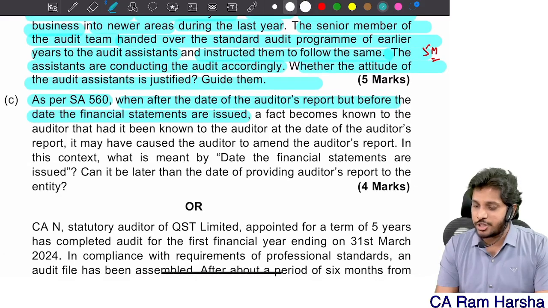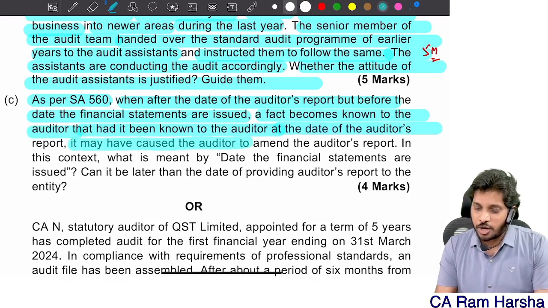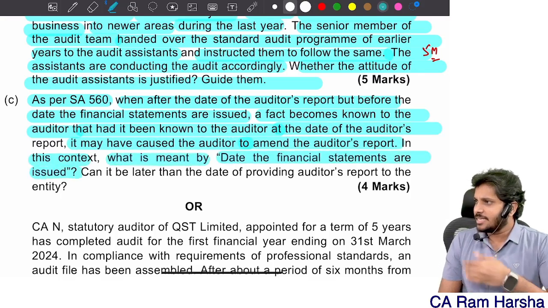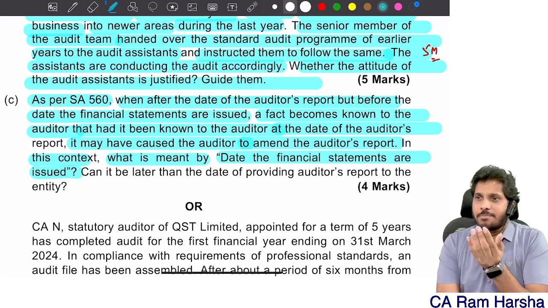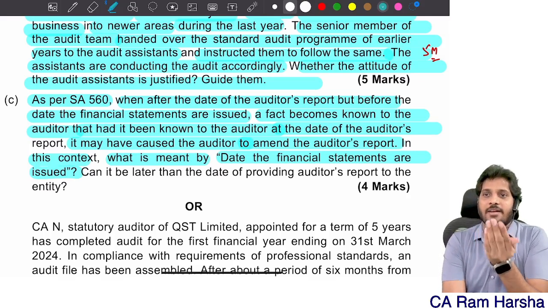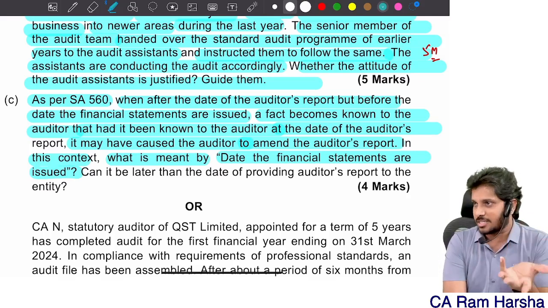but before the date the financials are issued, a fact comes to the knowledge of the auditor that, had it been known at the date of audit report, it may have caused the auditor to amend the audit report. In this context, what is meant by date of financial statements issued? It is the date when the financial statements and auditor's report were made available to shareholders and third parties.